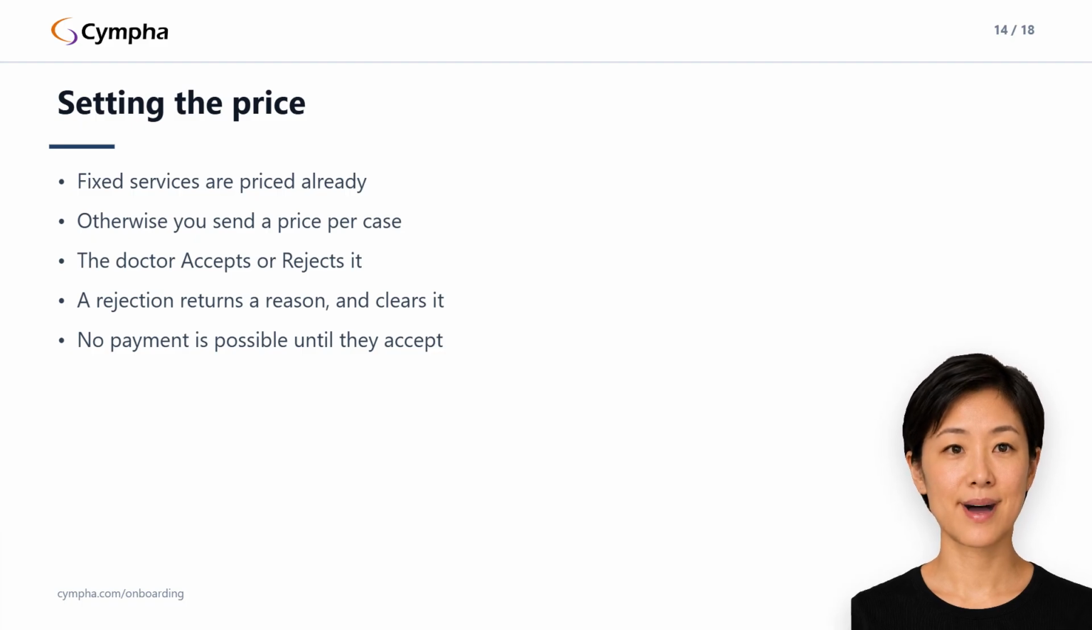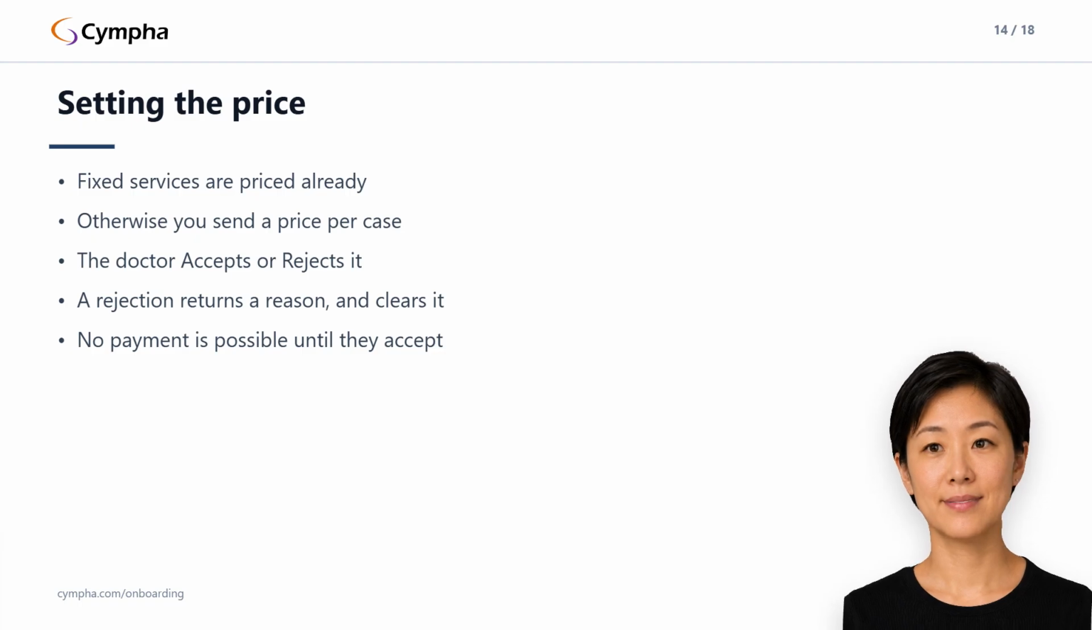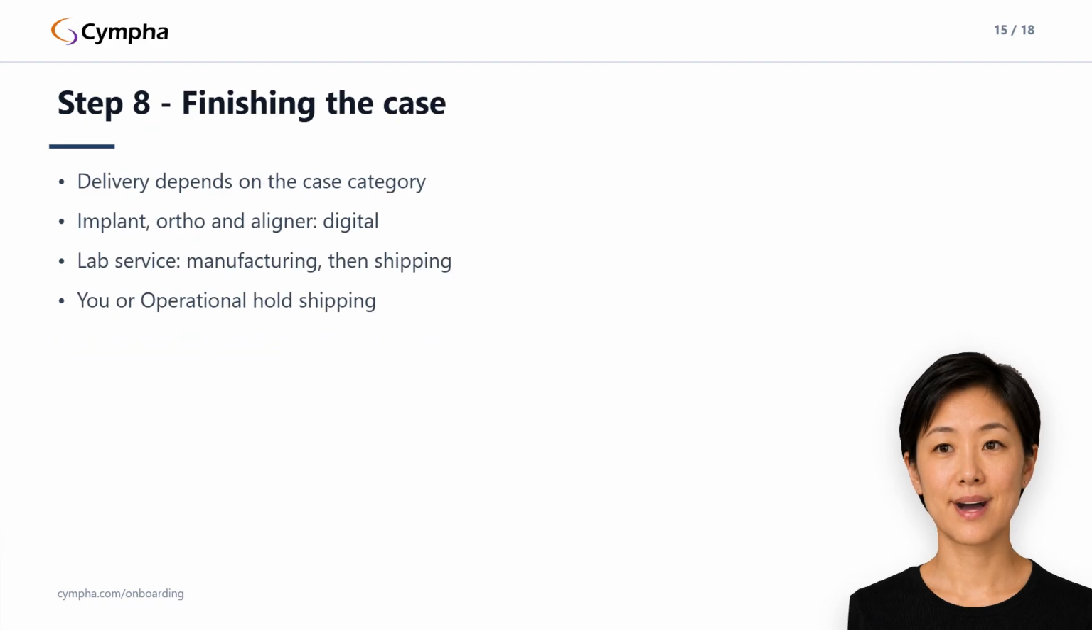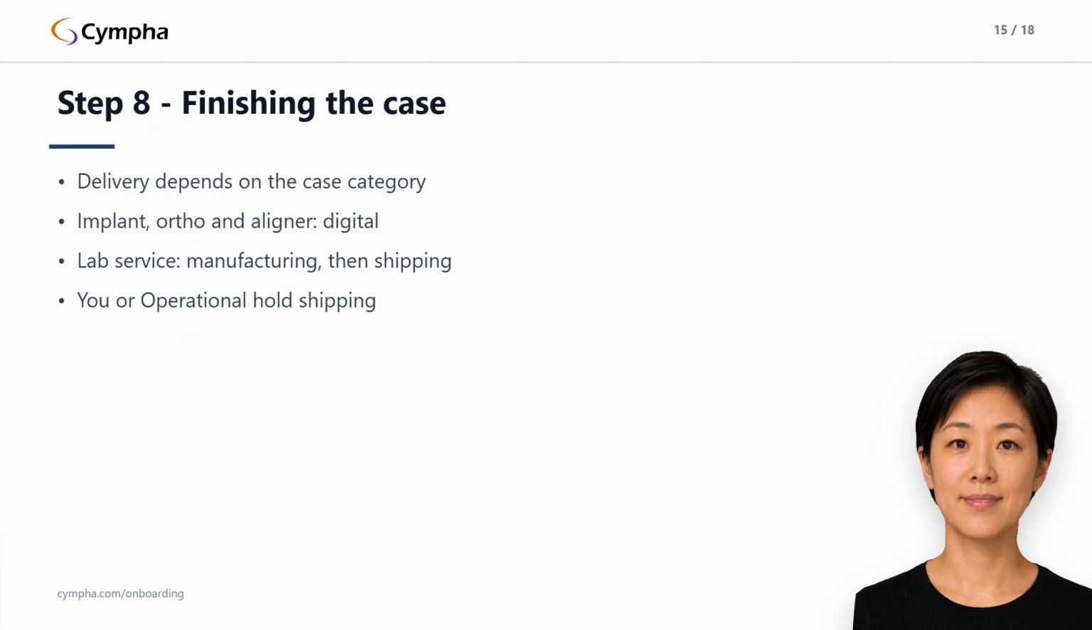Now the part that costs labs real money if they get it wrong, and it is set in the wizard rather than here. If you did not turn on paying through Cympha, the doctor never sees a pay button and no earnings row is ever created for that case. The price still works as a record you both agree to, but you are invoicing them yourself. That one checkbox is the difference between getting paid on the platform and chasing it off it.